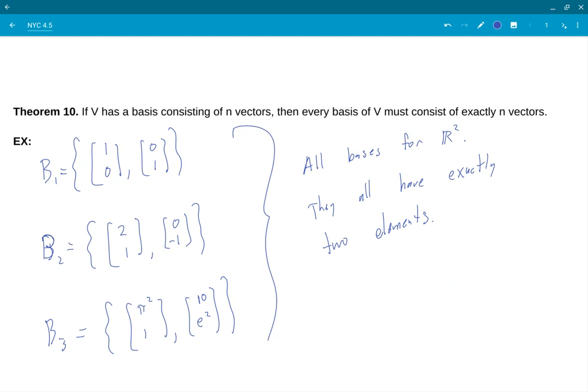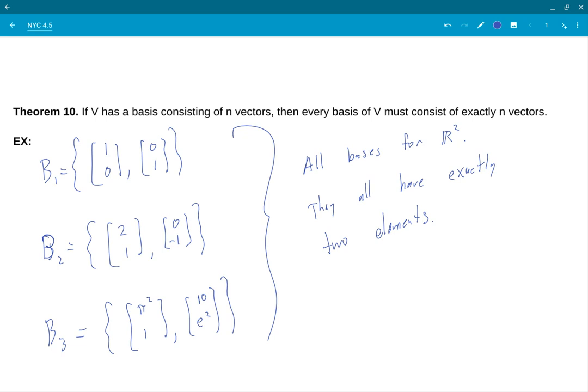Okay, so what can I say here? In R2, it's easy to see why theorem 10 is true. Because if you have more than 2 elements, then you are necessarily a dependent set. And if you have fewer than 2 elements, then you can't possibly span R2. So this 2 is our magic number here, and this number 2 is what we're going to call our dimension.